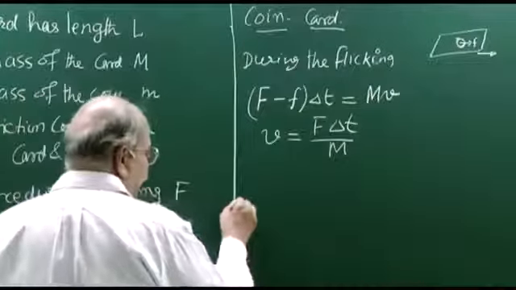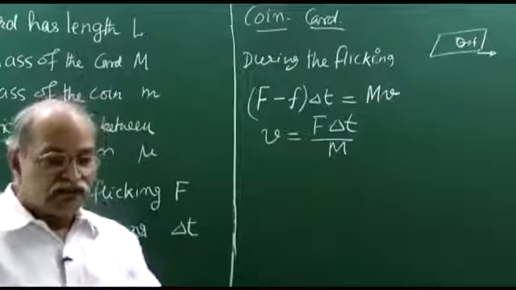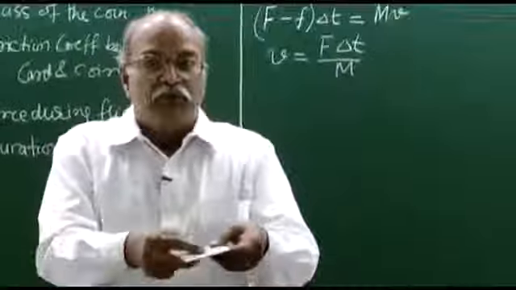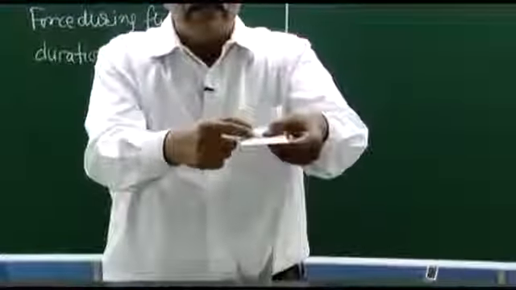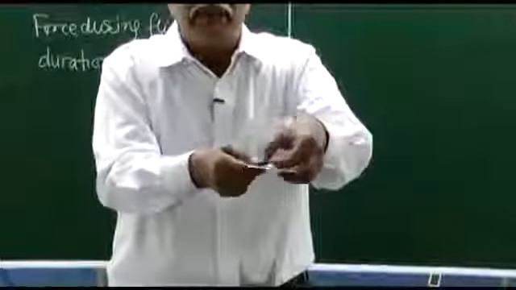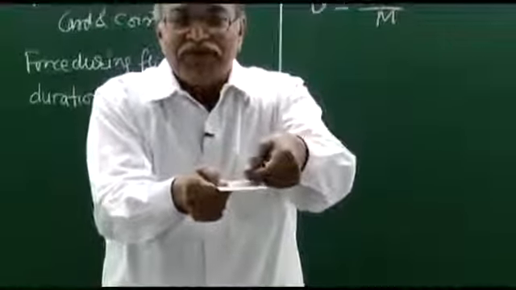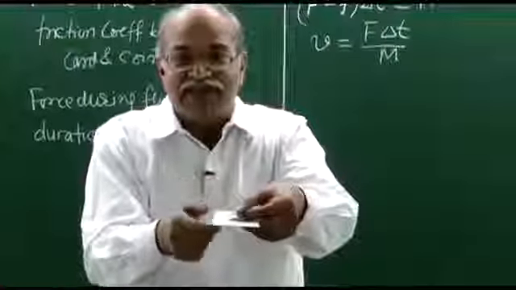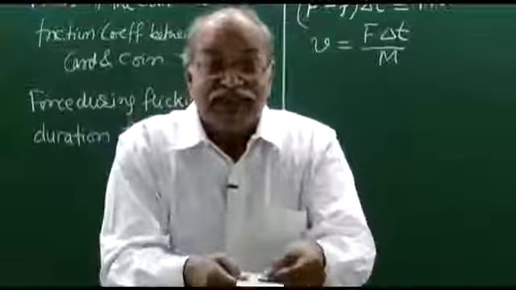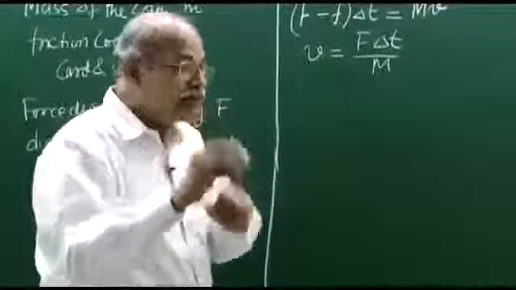So, how much time does it take for the card to pass this coin? If the length is L and this card is moving with some velocity v, then the time will be L divided by v approximately, not exactly, because the coin is also moving. So, that mathematics you will be doing.